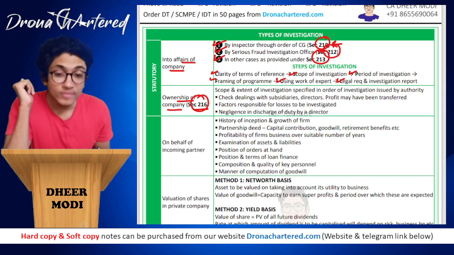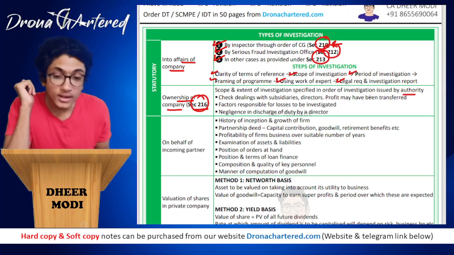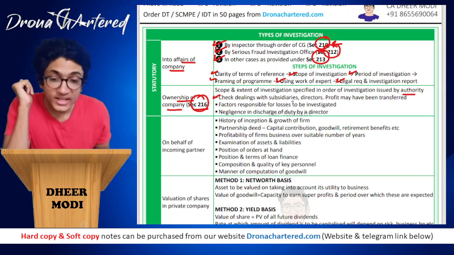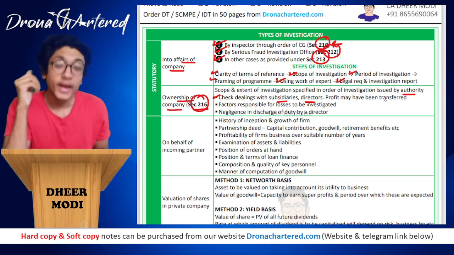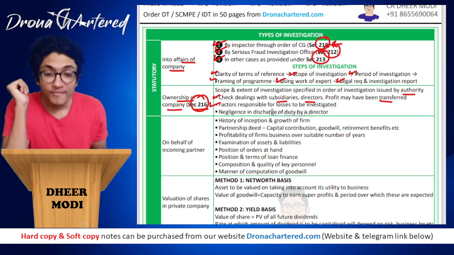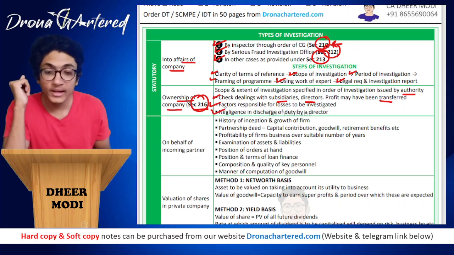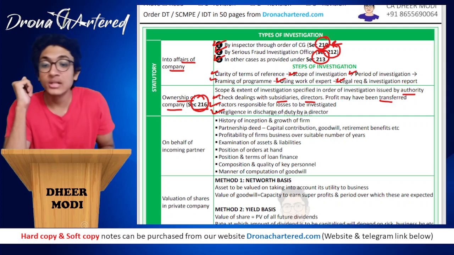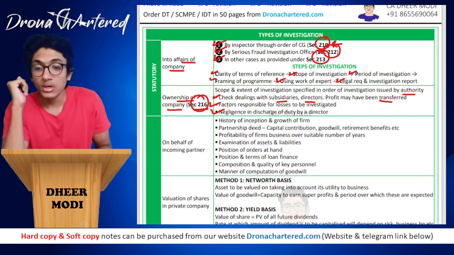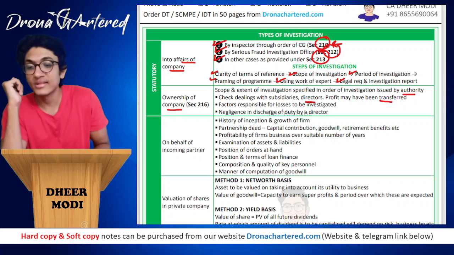So scope and extent of investigation is specified in the order of investigation issued by the authority. So what will you do? You will check the dealing with subsidiaries, directors. It is possible that any profits may have been transferred to these people. Factors responsible for losses are to be investigated, as to why the company is making losses, and last is negligence in discharge of duty by a director. Okay, so all of this you have to check in your statutory audit, that is your ownership of your company, as per section 216.